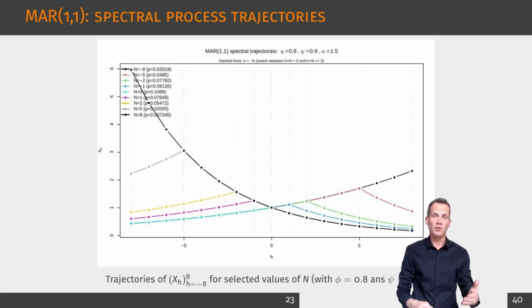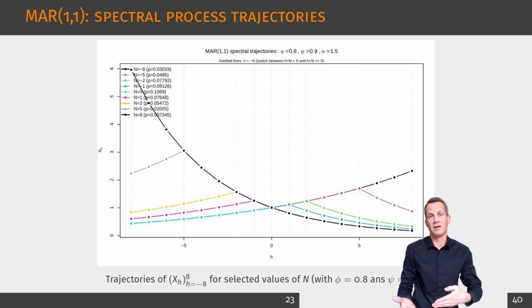This figure shows simulated spectral trajectories for MAR 1,0 with phi equals 0.8, psi equals 0.9, and alpha equals 1.5, for several epicenter values n and their probabilities. Unlike the MAR 0,1 case, both sides of the episode are active. Before and after the extreme date, the normalized path can grow or decay geometrically depending on which regime you are in. The dashed vertical lines indicate the switch locations h equals n.